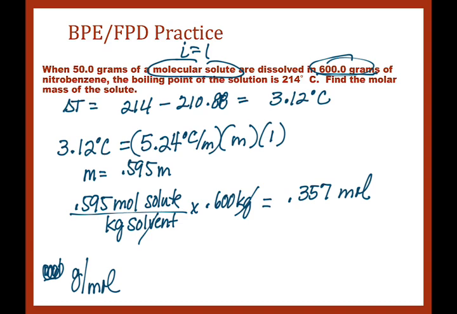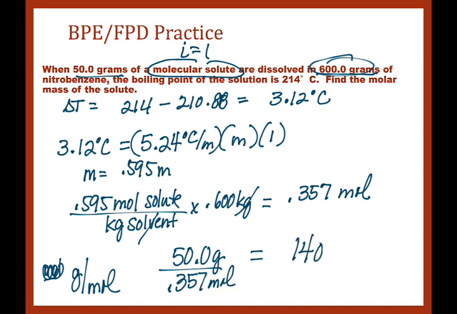So it told me that I have 50 grams of this unknown solute. So 50.0 grams divided by 0.357 moles, and I get 140.06 grams per mole. Now that's some fancy stuff right there, okay? Think about how far y'all have come from the beginning of the year to being able to do this kind of problem, okay? And that is the end of the lesson. All right.